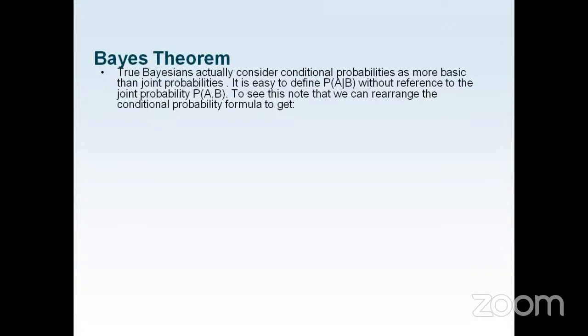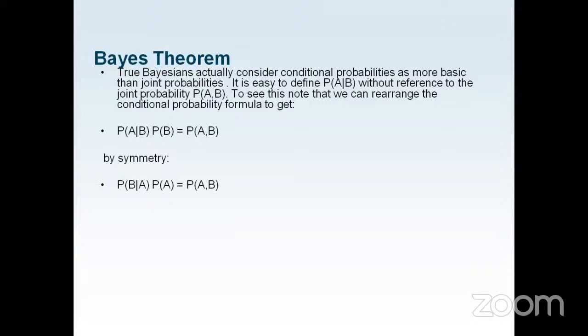Okay, so coming to the theorem, true Bayesians actually consider conditional probability as much more basic than joint probabilities. It is easy to define probability A bar B without reference to the joint probability, that is P(A, B). To see this, notice we can rearrange the conditional probability formula to get this one. I think everybody knows P(A|B) times P(B) is P(A, B).